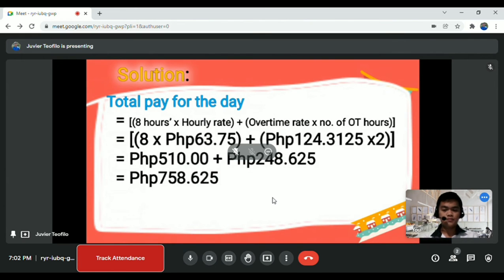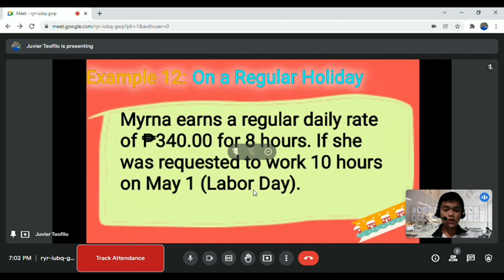Let's proceed. Now, we are going to compute the overtime pay in terms of a regular holiday. So, this is our problem. Myrna earns a regular daily rate of 340 pesos for 8 hours. If she was requested to work 10 hours on May 1 or the Labor Day, okay, what would be her earnings? Now, let's have the solution on step number 1.